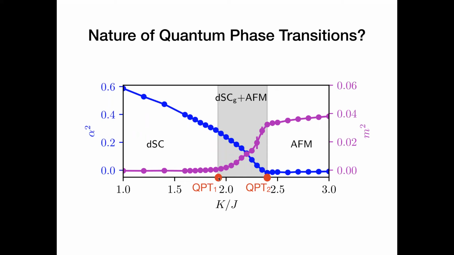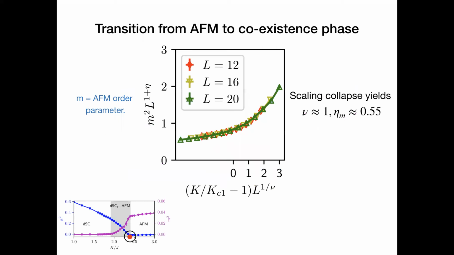So the more interesting transition is this transition from nodal D wave to this gapped D wave plus AFM. So how does that work? You can do scaling and you get some exponents for that transition. Nu is 1, eta is 0.55. So what is the field theory?